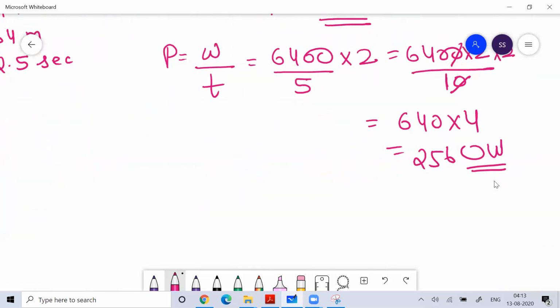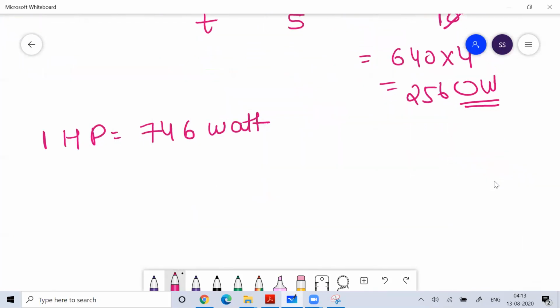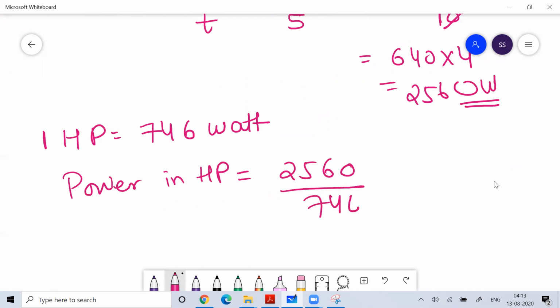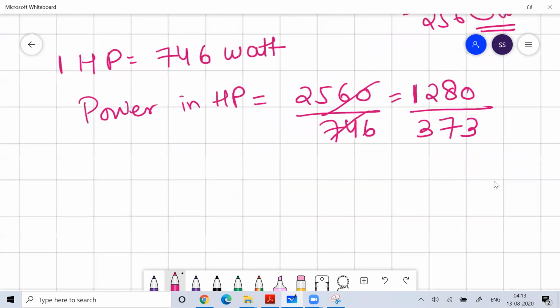You know that 1 horsepower is equal to 746 watt. So 2560 watt is equal to how many horsepower? The power in horsepower will be equal to 2560 divided by 746. So this would be 1280 divided by 373.